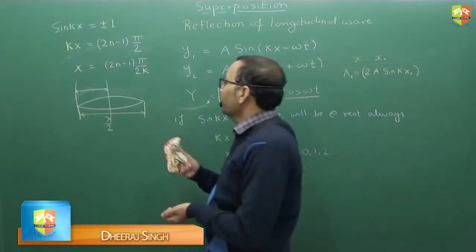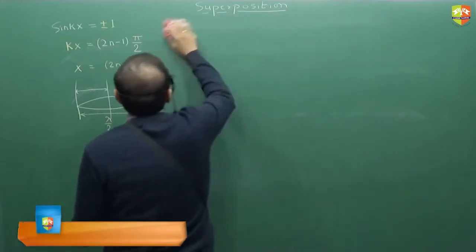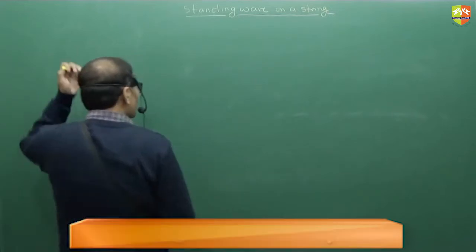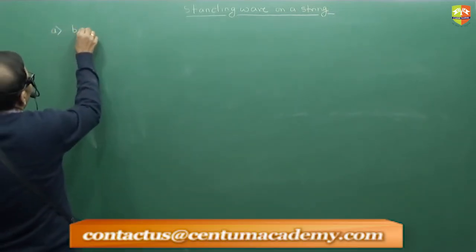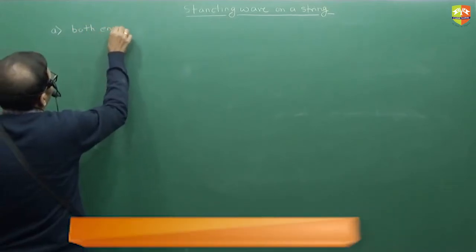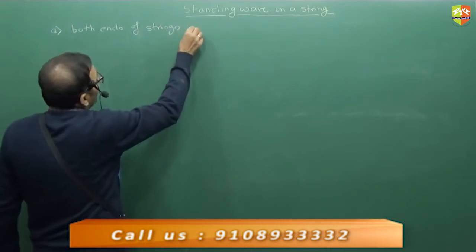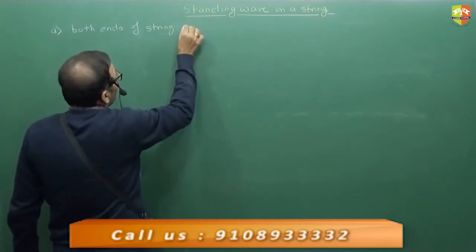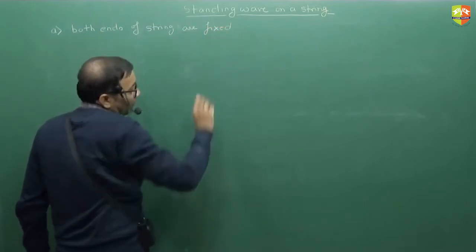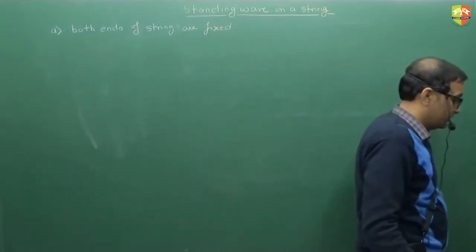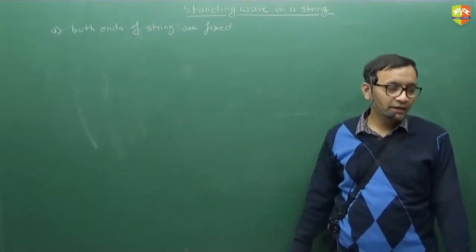Discuss the kind of standing waves that are possible. Here, write down: standing wave on a string. So there are situations. Please write down. Situation one is both ends of this string are fixed. Example, guitar string.